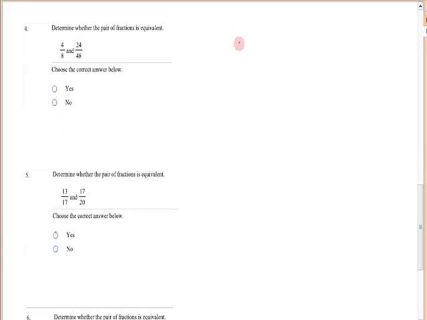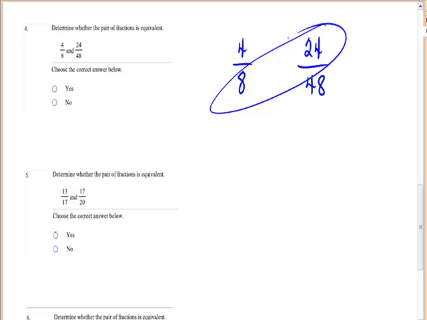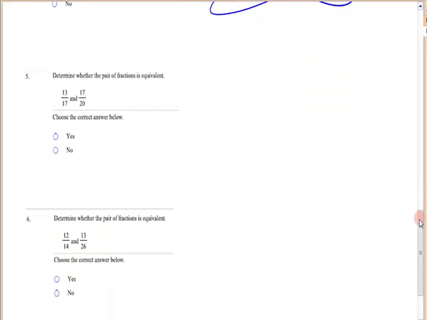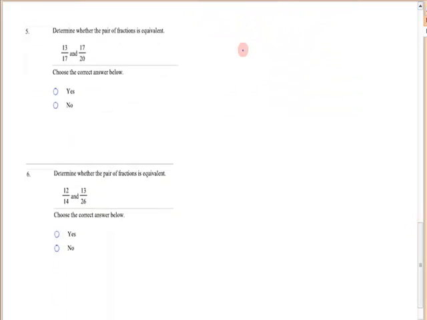Thought it looked familiar. I have 4/8 and I have 24 over 48. All right, cross products. I have 8 times 24 gives me 192. The other cross product, I have 48 times 4, and it also gives me 192. And it's very helpful to have your calculator handy when you do this.